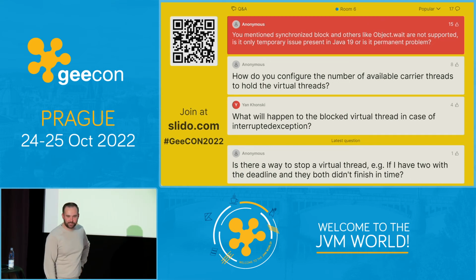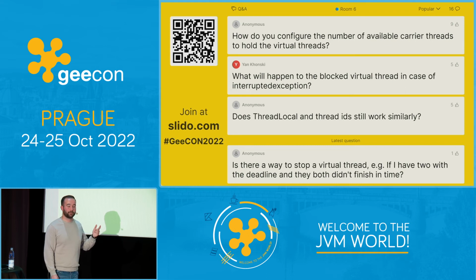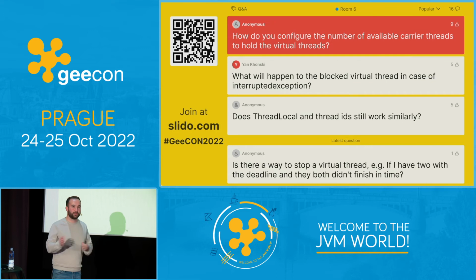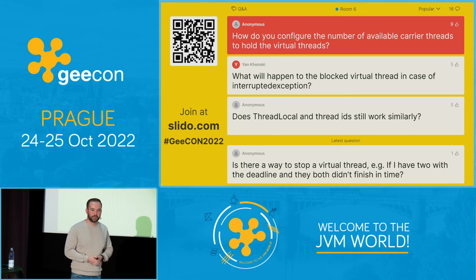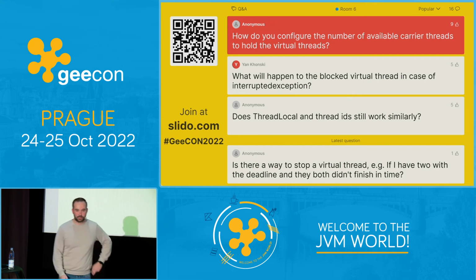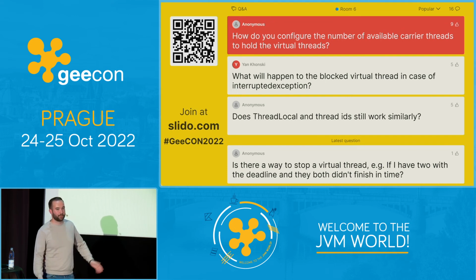You mentioned synchronized blocks and others like Object.wait are not supported. Is it only a temporary issue present in Java 19, or is it a permanent problem? That I don't know. The current problem is that it uses a pointer in memory, and because the heap is copied in and out of this carrier thread, the memory pointer will, well, change. So that's what I believe the current problem is. I hope they will fix it, but I'm not part of the team developing it, so it's hard to answer.